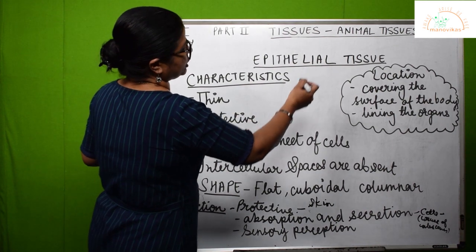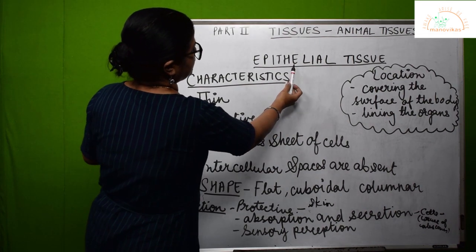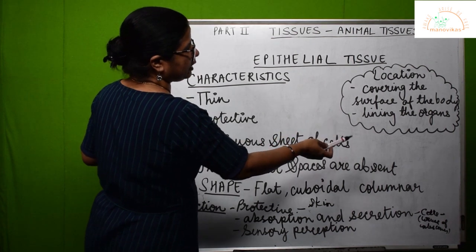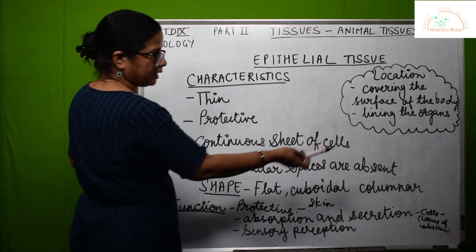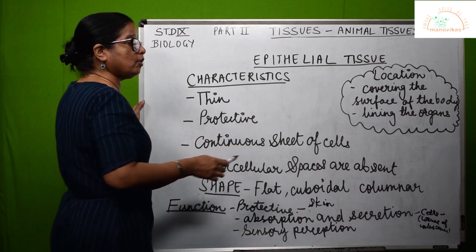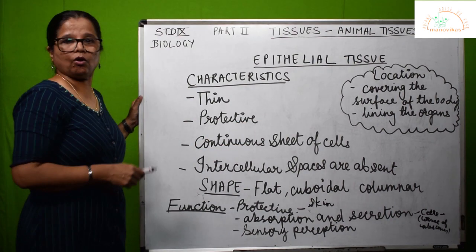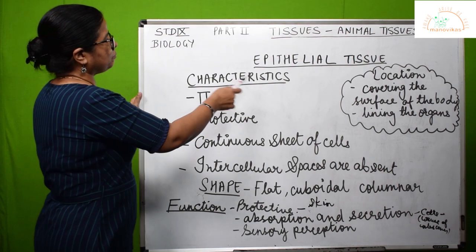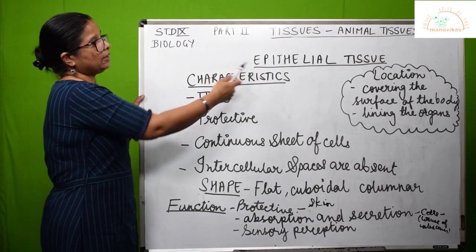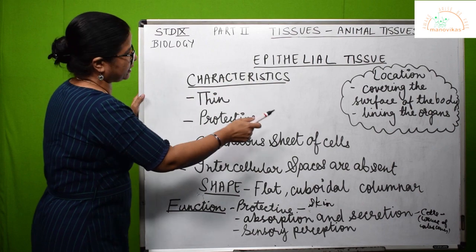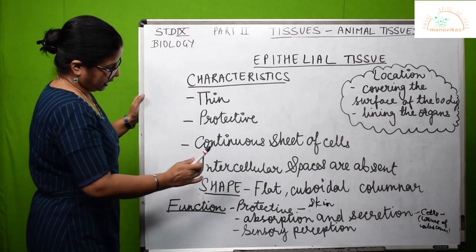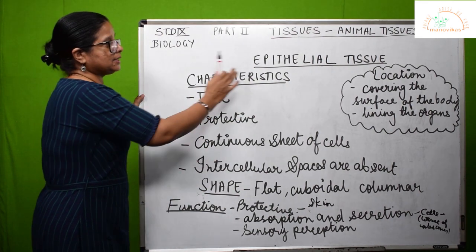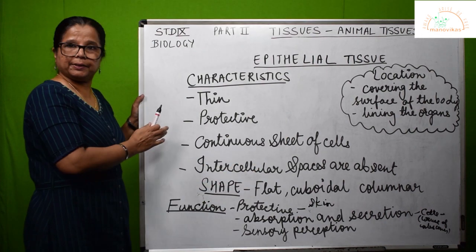Now look at the location of this epithelial tissue. Where would it be located? Covering the surface of the body and lining of organs. So the internal organs also, the outer lining of the organs, the inner lining of the organs, both contain this kind of tissue. They are present there. So understand the location, the characteristics, the shape and the function. This is in general about the epithelial tissue.